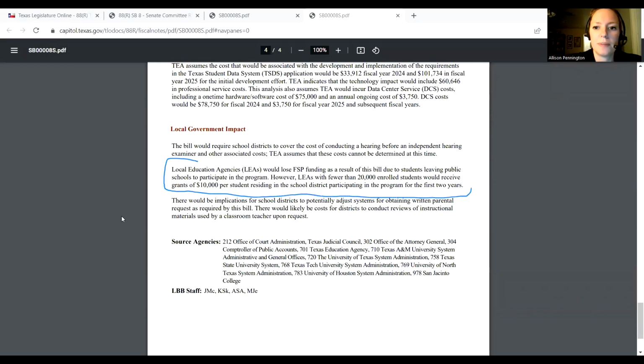Under local government impact, local education agencies would lose foundation school program funding as a result of this bill due to students leaving public schools to participate in the program. There is an offset. There's a hold harmless for these smaller districts, but once you get beyond 2 years, you're kind of out of luck. So, there's been a lot of talking back and forth about whether this affects funding for public schools or not. It does.